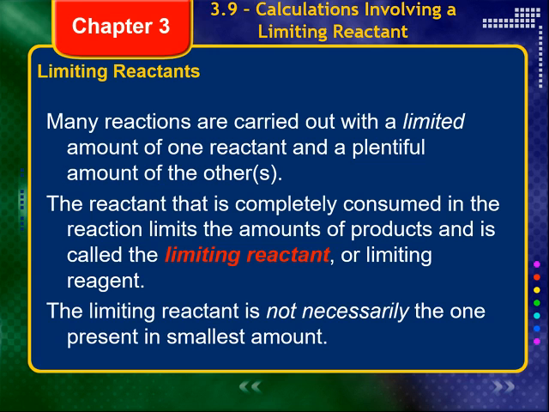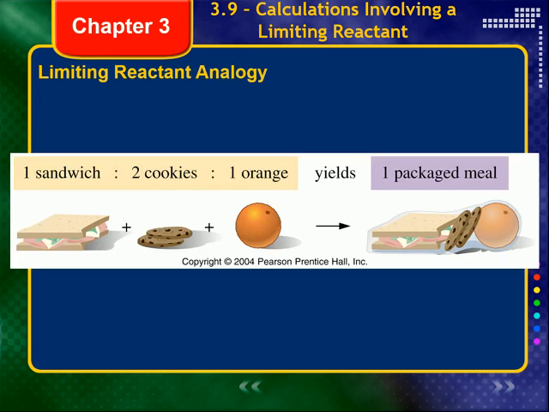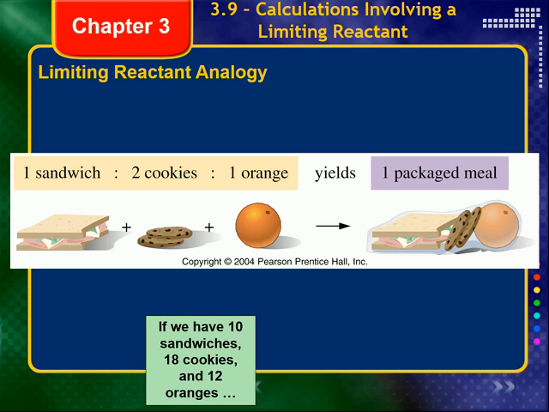The limiting reactant is not necessarily present in the smallest amount. You might think, oh, whatever there's less of, that's going to be the limiting reactant. That's not the case. It's what is consumed first. And so with that in mind, let me try to show you this idea. Let's look at this way that we can make meals, make lunches. Now, you make one sandwich, 2 cookies, and 1 orange, you got yourself a lunch. Fair enough, right? So which one is going to be the limiting reactant if we have 10 sandwiches, 18 cookies, and 12 oranges? Well, whatever we have the least of, like, oh, we have 10 sandwiches, is that going to be the limiting reactant?